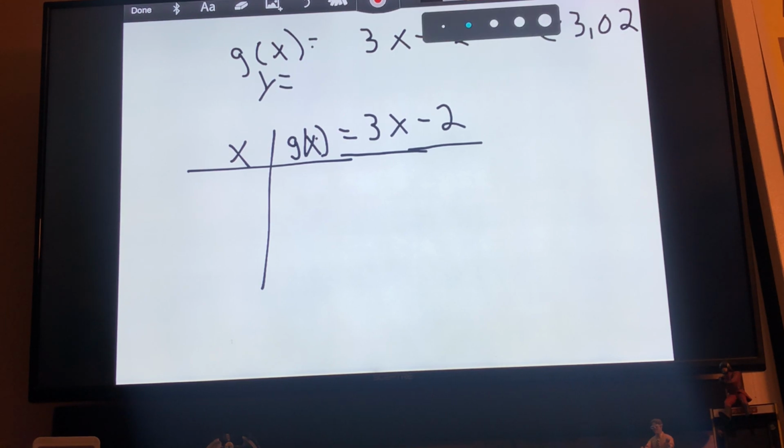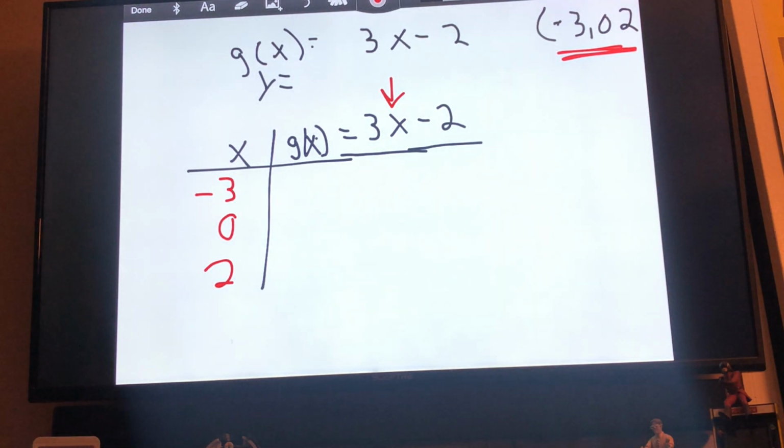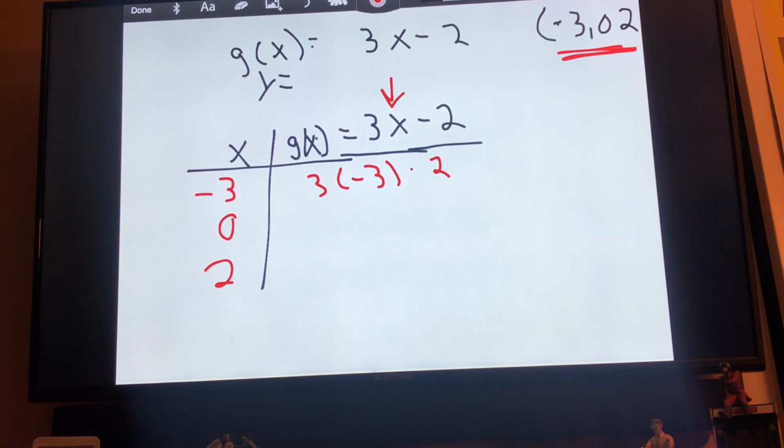Well, I'm glad you asked. You're going to take what was given to you, negative 3, 0, 2. You're going to plug these in anywhere you see an x and solve it. So your first one's going to be 3 times negative 3 minus 2, which gives you what? And also, I'm going to make this column over here so you can see how you get your y. So we got negative 9 plus negative 2 gives us negative 11. Okay? So we can cross this one out.